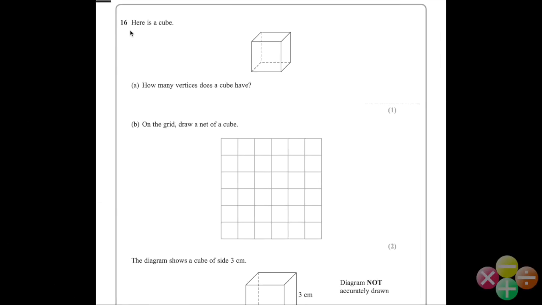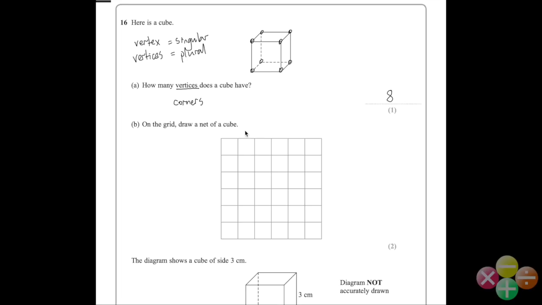Question 16. Here is a cube. How many vertices does a cube have? Well, we need to know that vertices are corners. If we're talking about one corner, we call it a vertex, so that would be the singular. If we're talking about lots of corners, we talk about vertices, so that would be the plural. So in this case, how many vertices does a cube have? Well, we've got 1, 2, 3, 4, 5, 6, 7, 8.